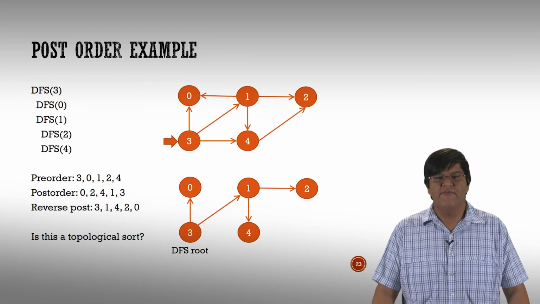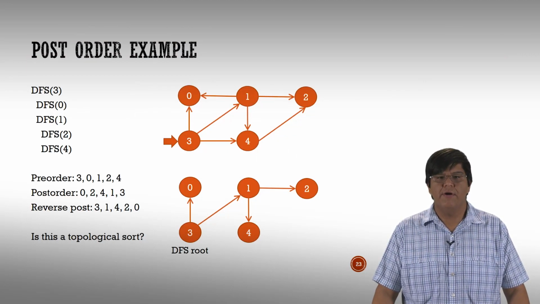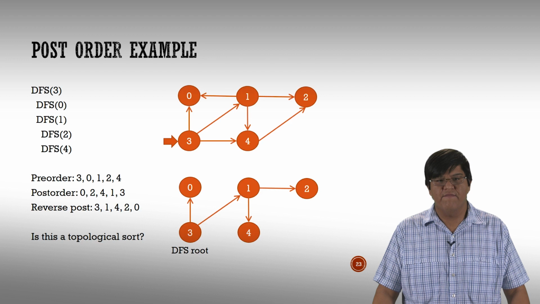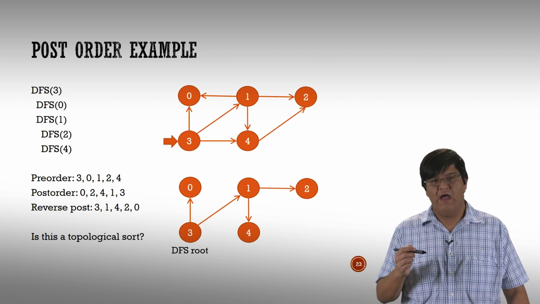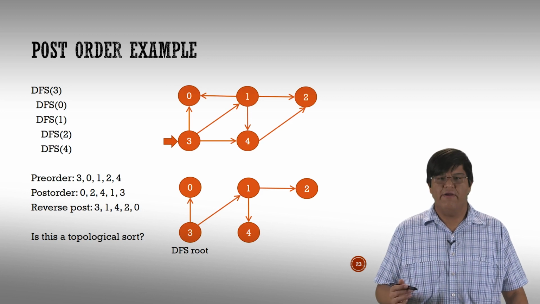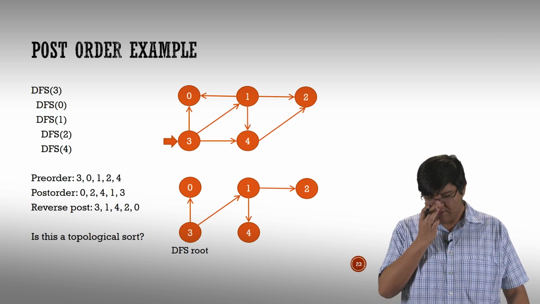Hey folks, in this video we're going to take a look at the pre-order and post-order traces of exploring a DFS. Our claim that we want to investigate is that the reverse post-order of a graph is a topological sort of a graph. So that's what we're going to try to get to. So let's take a look.